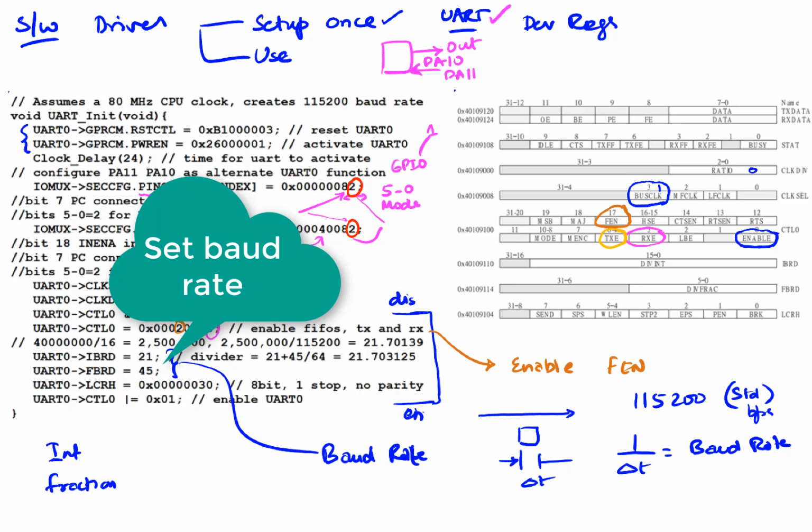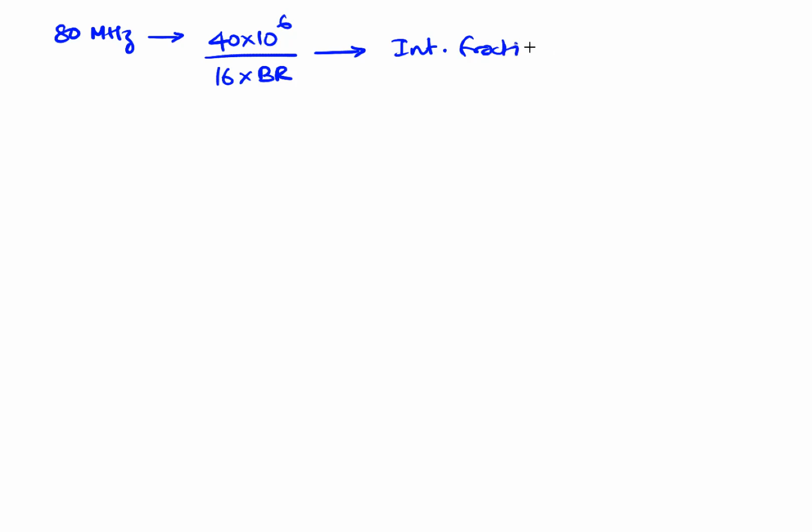That is, we take our bus clock, which in our case was 80 megahertz, and it turns out that the UART only works based on half of that, which is 40 times 10 to the power of 6, divided by 16 times whatever your baud rate is. You compute this number. It has an integer part and a fraction part. Got it. And we take the integer part and we write it to the IBRD register.